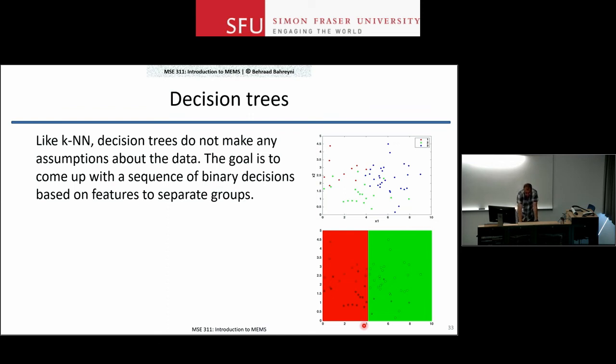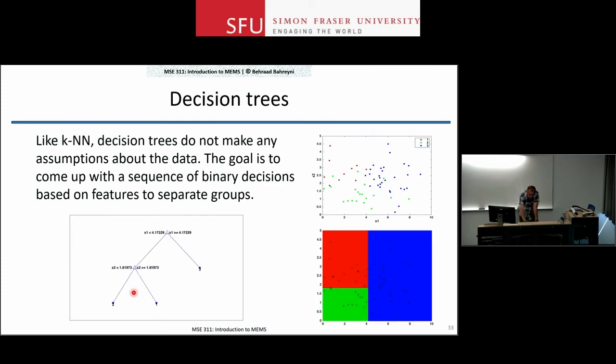Okay? And then I keep repeating it. So this is the condition. I have basically come up with a condition that tells me if x1 is larger than 4.1, there is a good chance that the data point belongs to class 3. If it is less than that, there is a good chance that it belongs to class 2, but it could also be class 1. So the next separation happens here.